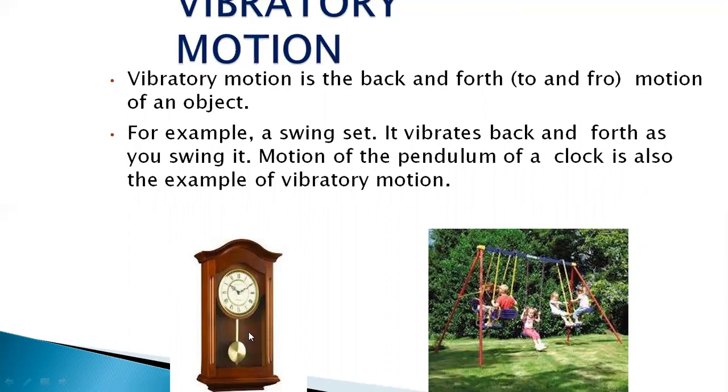Tuning fork also vibrates. See here, take a scale, and keep it on the edge of the table, and just place your hand on the scale and tap the scale. The scale will start to vibrate. It starts to make to and fro motion. So one end will be fixed and another end will be making motion. So this kind of motion is known as vibratory motion.